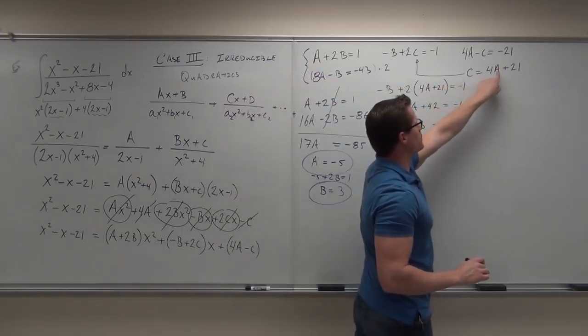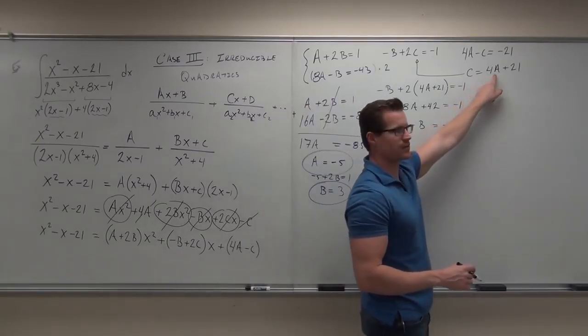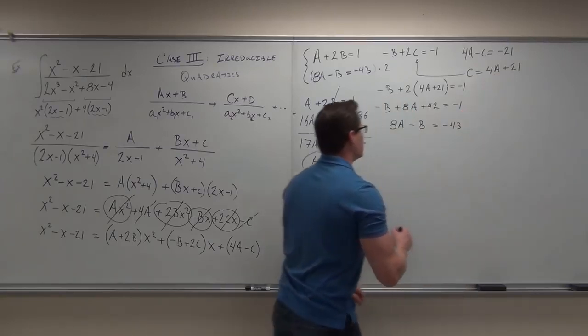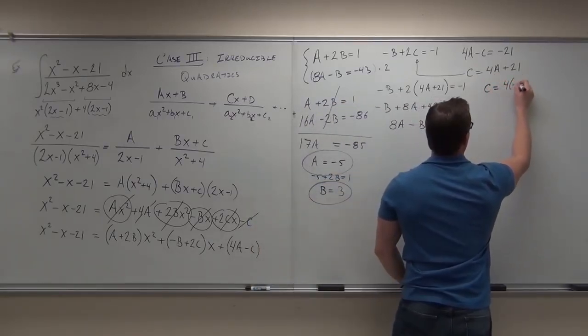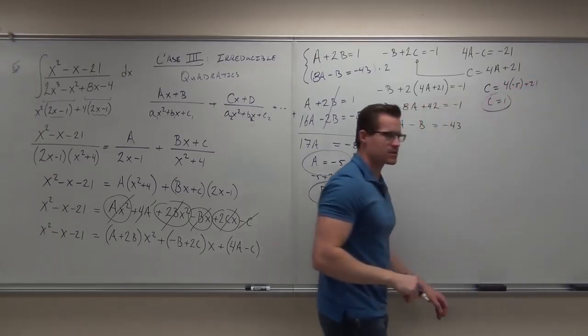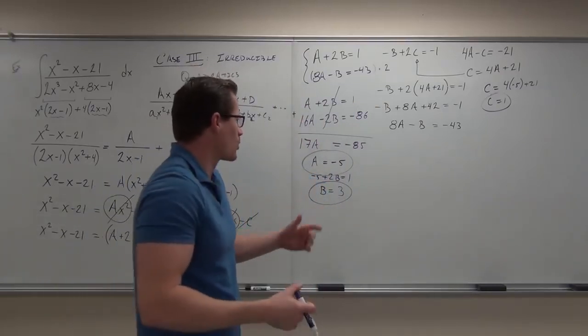Working over here, I do this for our C. If I plug in negative 5 there, hey, look at that. 4 times negative 5 is negative 20. Negative 20 plus 21 is 1. That was relatively painless. Not so bad, right? Not as easy as plugging numbers in, but not horribly bad.